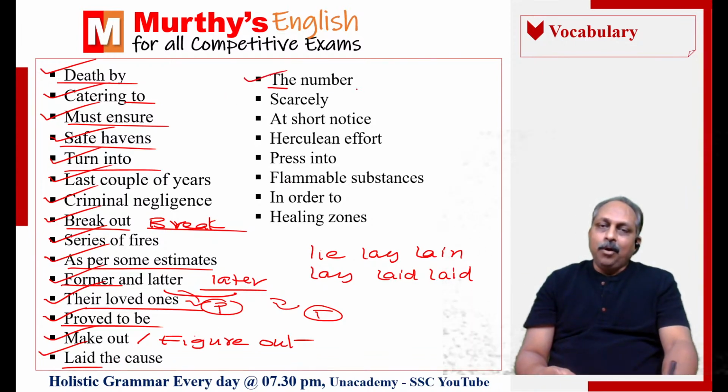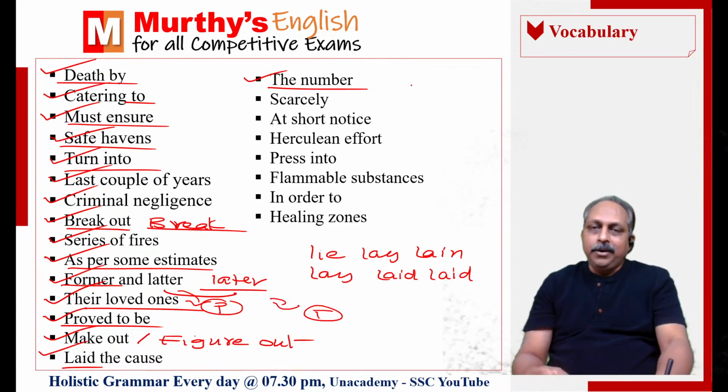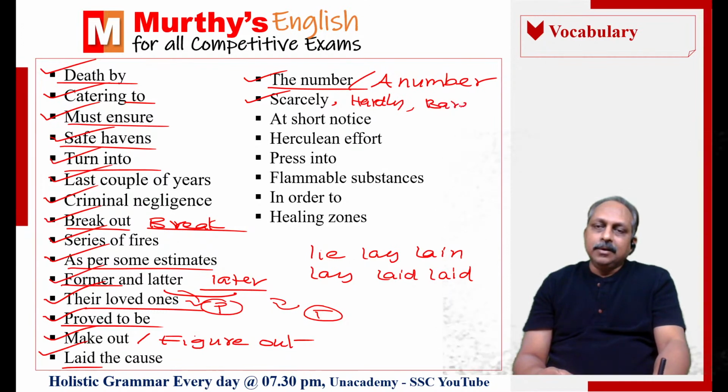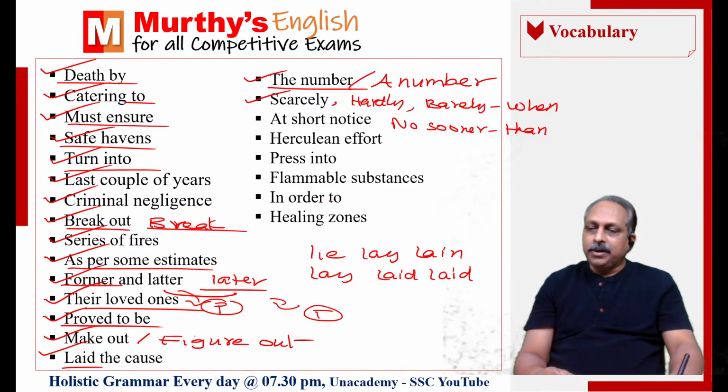We have got questions based on the phrases "the number" and "a number" many a time. What is the difference between these two? The number takes a singular verb; a number takes a plural verb. Hardly, scarcely, barely: here you have to recollect the combination. They take the word when. And no sooner takes the word than. This combination you can't afford to forget.